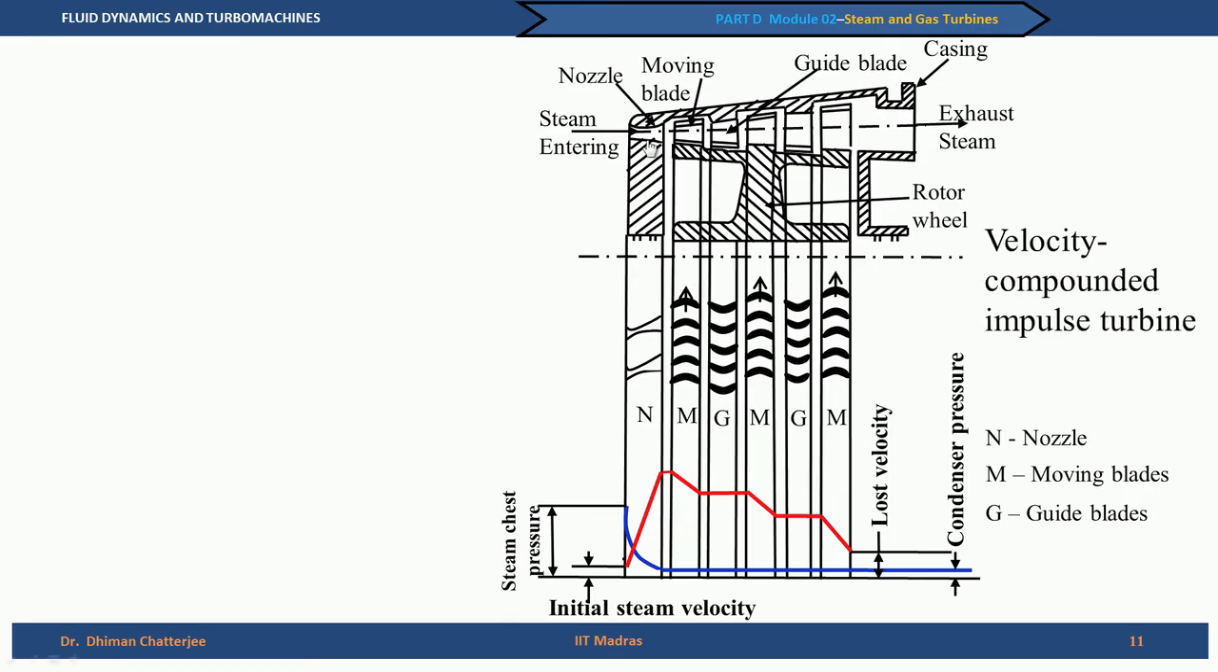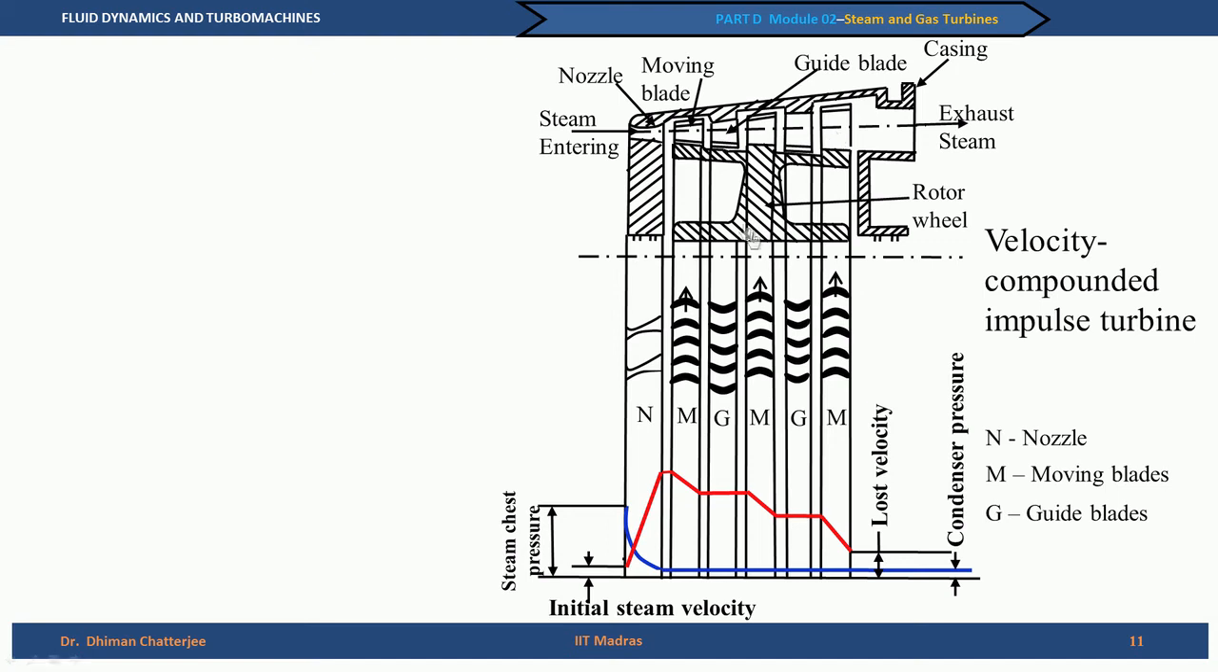The next type of turbine we are talking about is the velocity compounded impulse turbine. Look at the first one. It has a nozzle, the same CD nozzle, then it has moving blades, then onwards there is a difference. So, you have a guide blade or the stator, then you have the rotor or the moving blade, guide blade and moving blade, and in this way it goes.